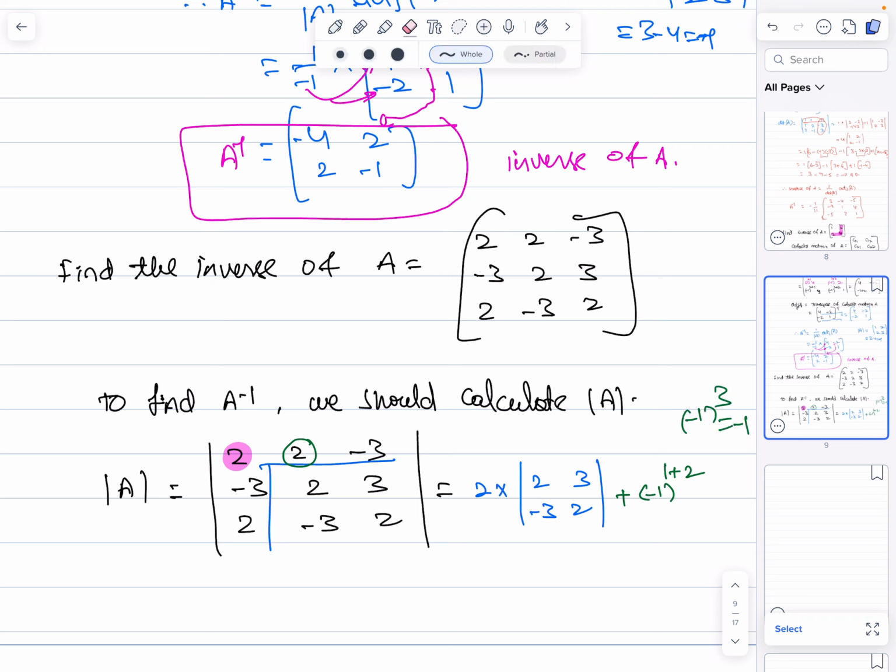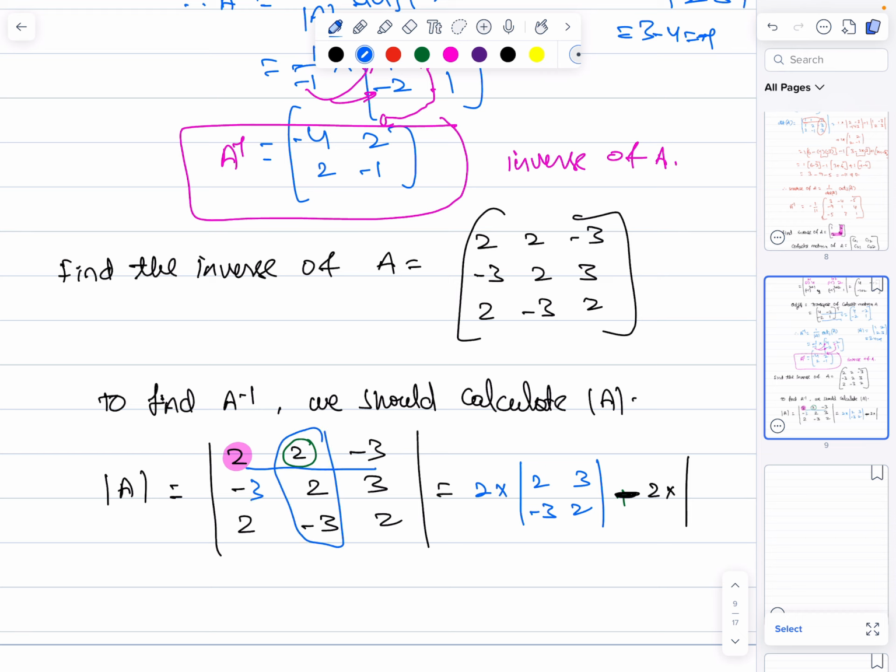Therefore, this is by default. You can write immediately, this is minus 2 times. So you should ignore those particular row and column. So the leftover matrix is minus 3, 3, 2, 2 plus of minus 3.